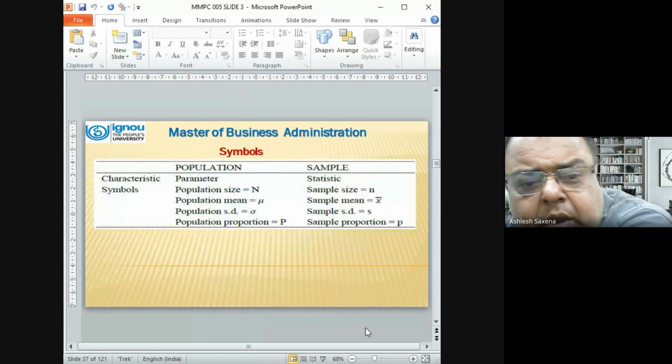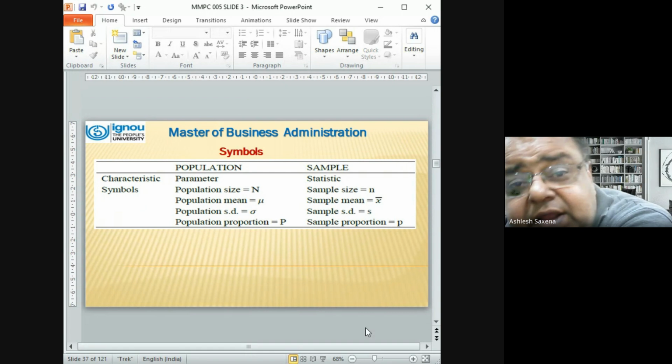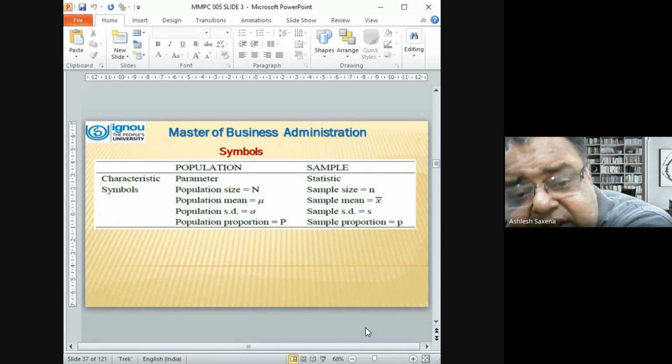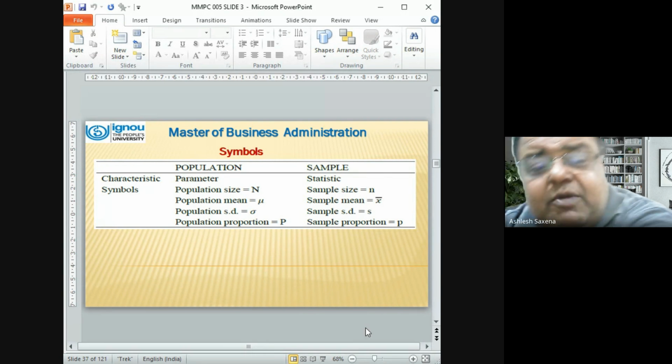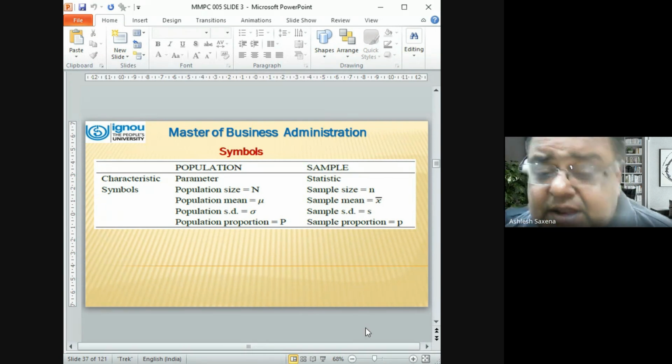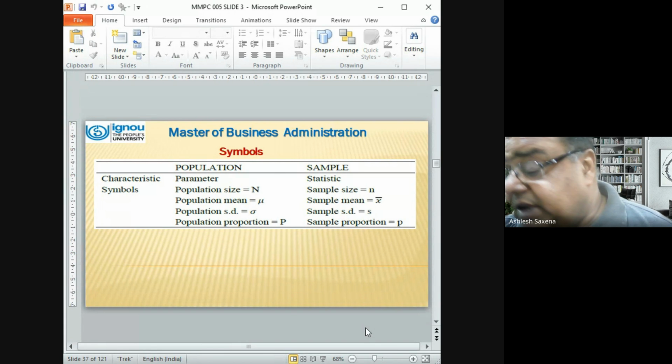Now, what are the different terminologies we are going to use? Earlier we were talking about population, now we will be talking about sample. See very carefully what the differences are. In population, we call it a parameter, but in a sample study, we call it a statistic. Your population size is denoted by capital N, but here the sample size is denoted by small n. Your population mean is mu, but here it is x bar. Population SD is given by sigma, but sample SD is given by S. And population proportion is given by capital P, but here it is given by small p. This is the basic difference between the different symbols we will be using.